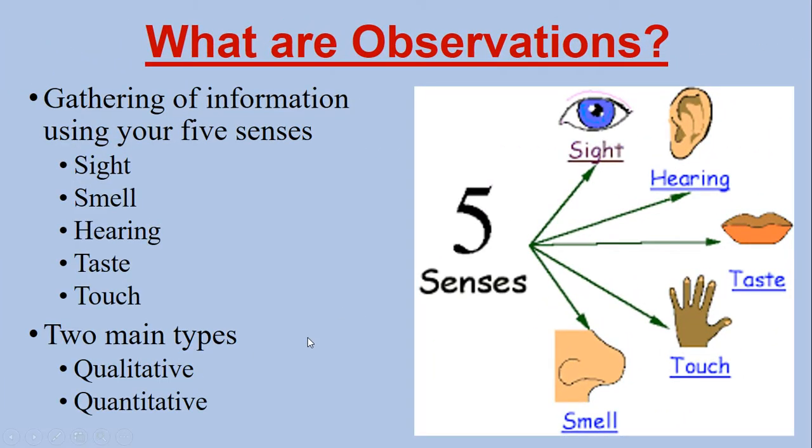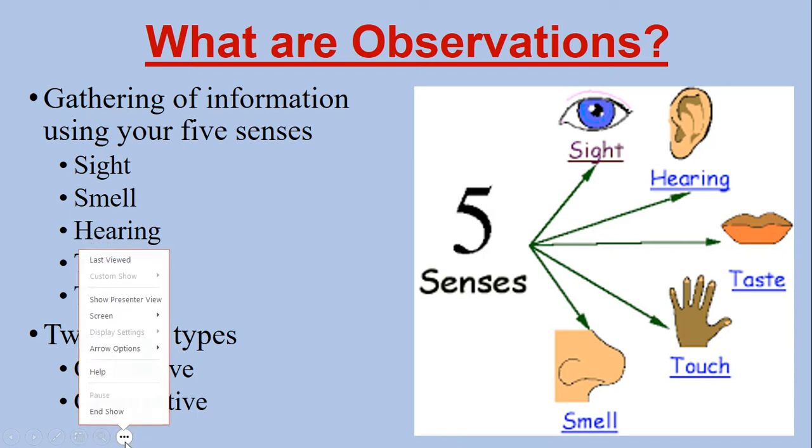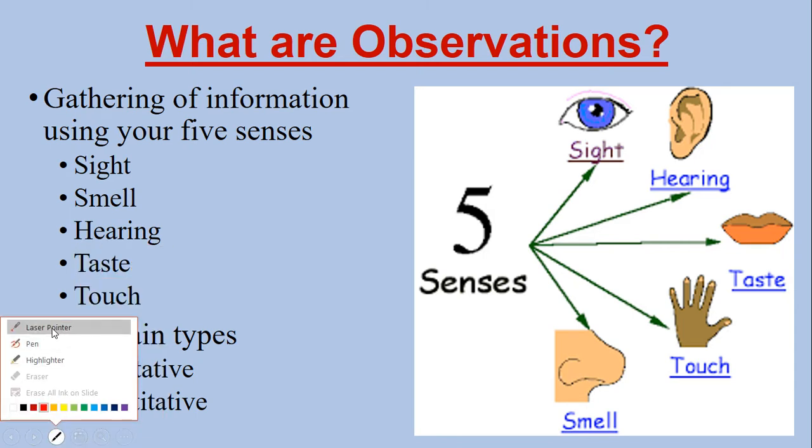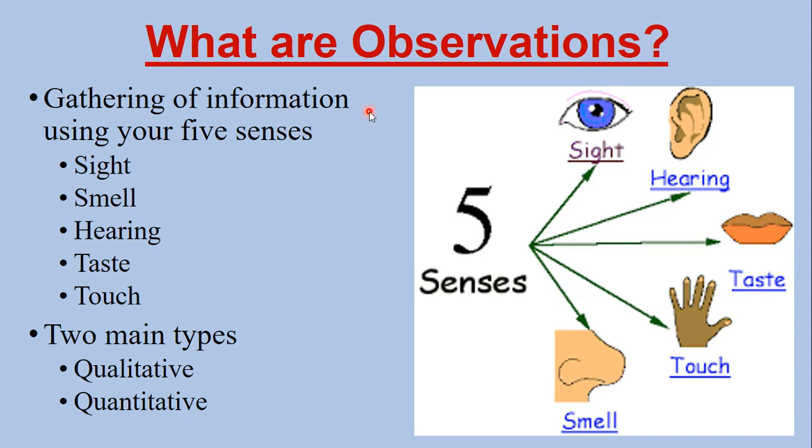So you're probably like, what are observations? What's data? All this stuff. So let me get my laser pointer here. All right. So first off, what are observations? They're information that is gathered using your five senses. So your sight, your smell, your hearing, your taste, and your touch. All are really important in science.